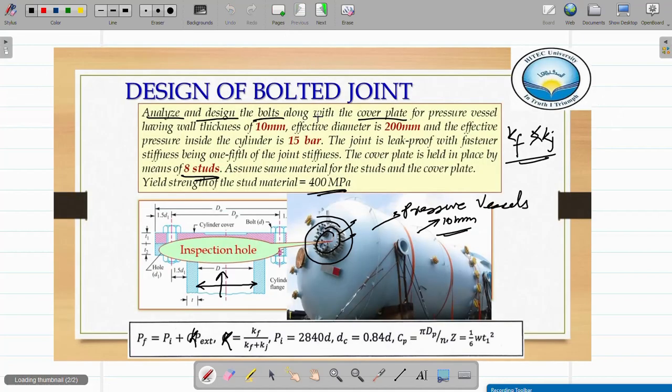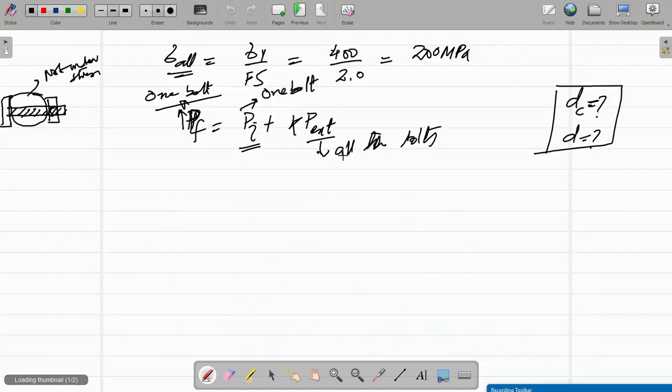Why? If you look at this diagram, if I apply a pressure on this cover plate, there could be 6 bolts, so this pressure is equally divided among all bolts. So that's why in this relation, the P external, which is the load due to pressure, is equally distributed among all bolts. Clear? And that's why this formula can be modified as Pi plus K times P external over N.